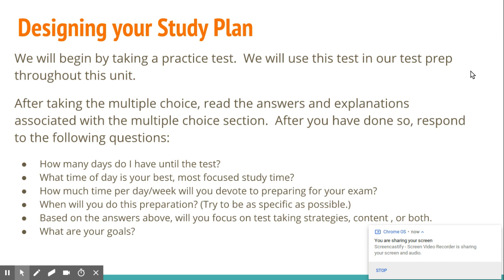So ask yourself, how many days do I have until the end of the test? What time of day is the best, most focused study time? How much time per day do we need to devote to preparing? When will you do this preparation? Try to be pretty specific. Based on the answers, will you focus on the test-taking strategies, on content, or even on both? And finally, what are your goals?